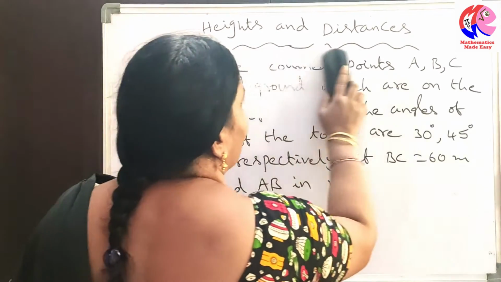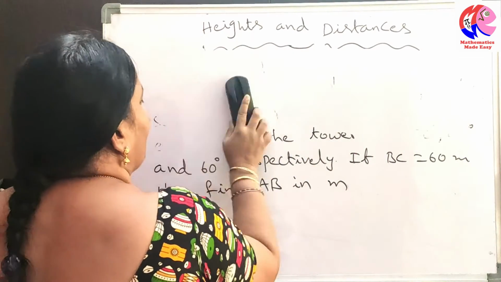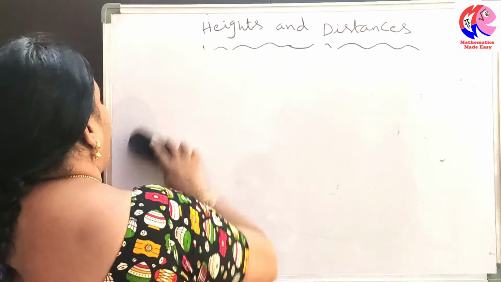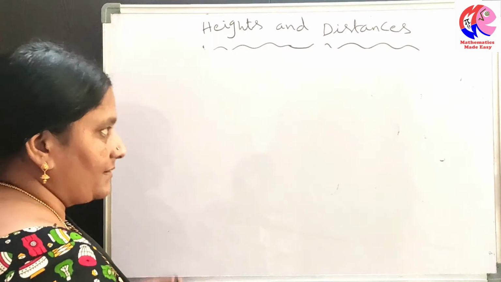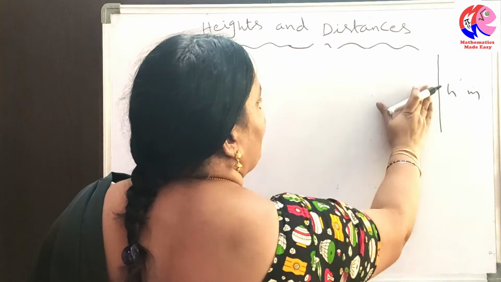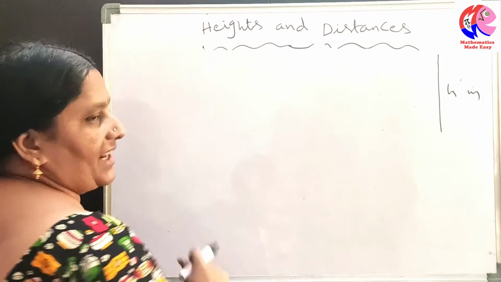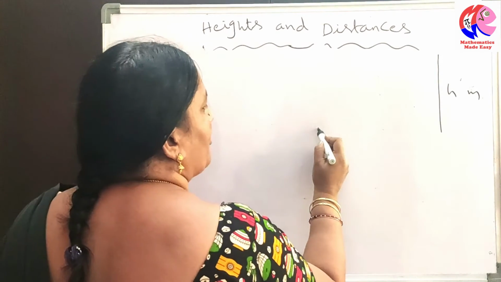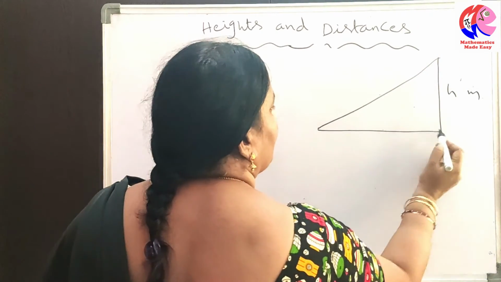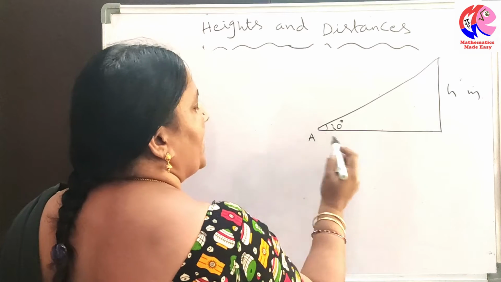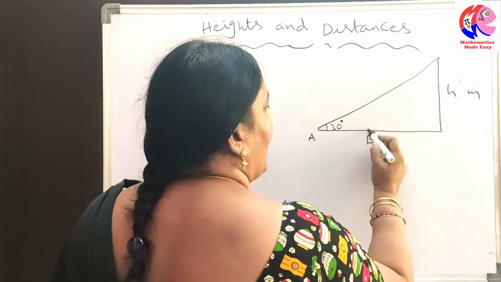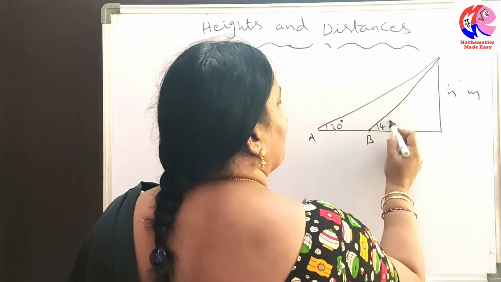First we have to draw the diagram related to this. Let us take a vertical tower. This is a vertical tower of height h meters. Now from the point A, angle of elevation is 30 degrees given. So here this is a point A, angle of elevation is equal to 30 degrees. And the observer is moving from point A to point B and angle of elevation here at B is equal to 45 degrees.